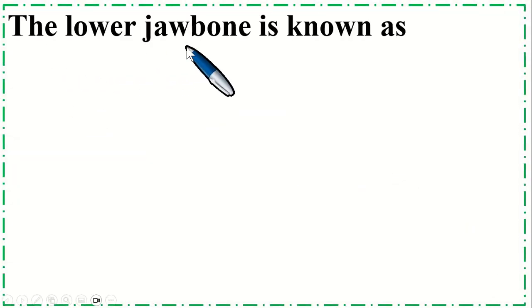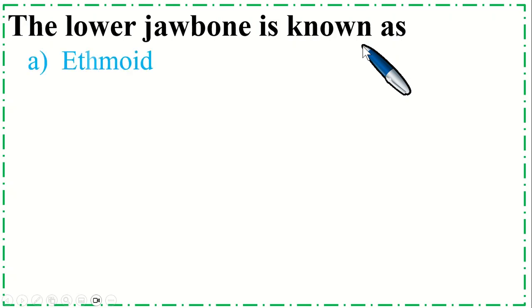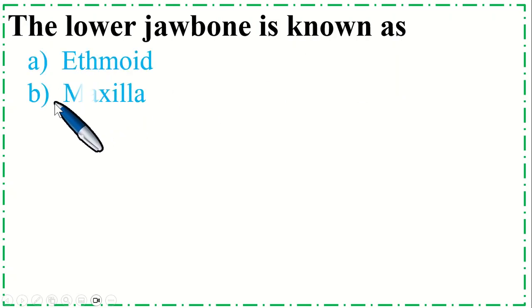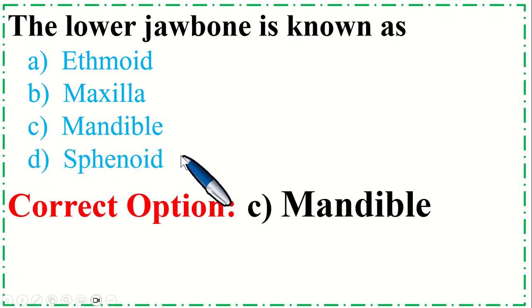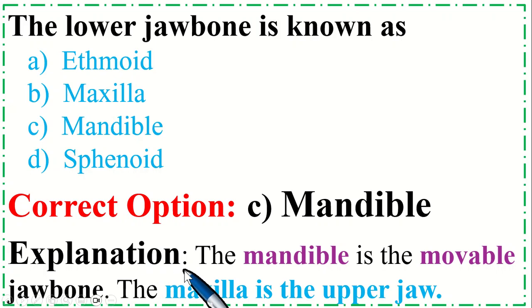The lower jaw bone is known as option A ethmoid, option B maxilla, option C mandible, and option D sphenoid. So the correct option is C, mandible. The mandible is the movable jawbone, and maxilla is the upper jaw.